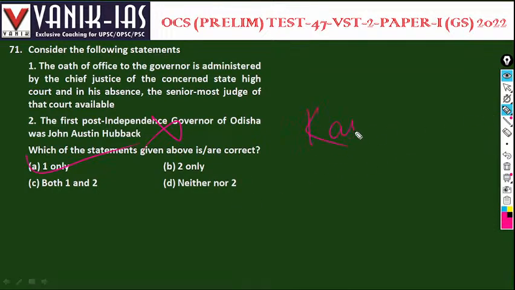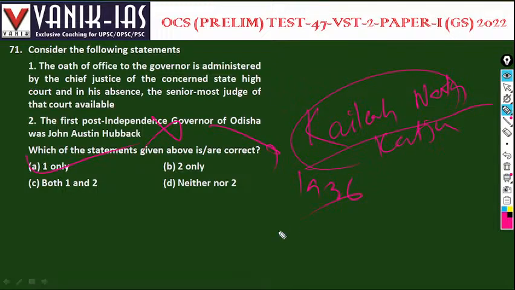It is Kailash Nath Katju. Kailash Nath Katju was the grandfather of Markandey Katju, the Supreme Court Justice. He was the governor. Sir John Austen Hubback was the first governor in 1936 when Odisha became a separate state. So A is the answer.